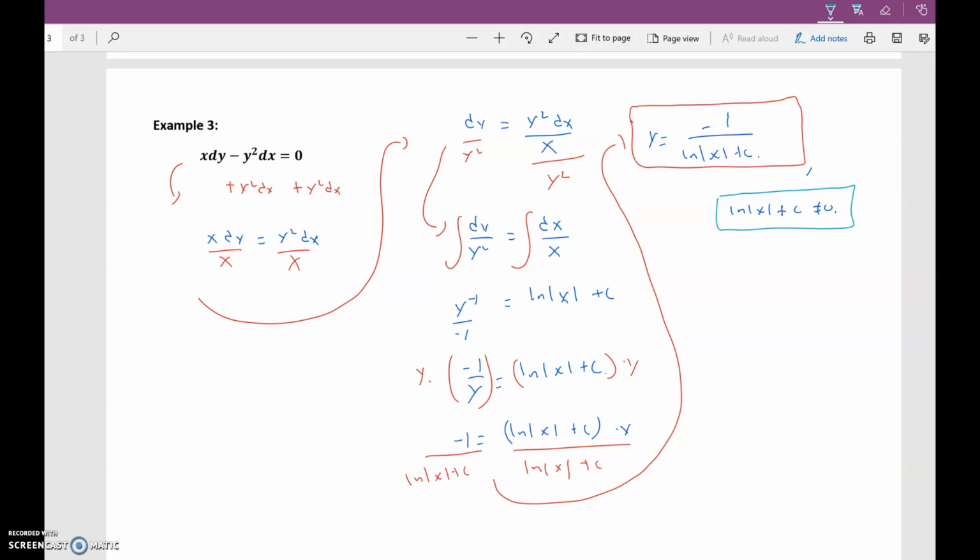You may look at some of these on the back of the book where they just left it like this. Technically, if you can solve for the y's, then you should take that extra step.